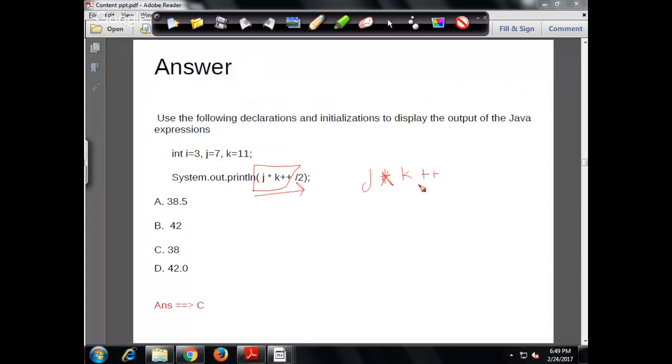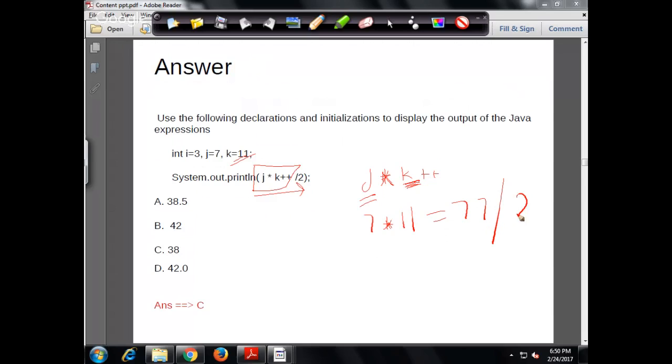In this expression, J, which is 7, will be multiplied by the value of K. So here we have K plus plus, the double plus post increment operator, which works by first evaluating the variable and only then assigning the new value. So here the value of K for evaluation will be used as 11 and not 12. So the value evaluated is 11 and not 12, and then this becomes 77.